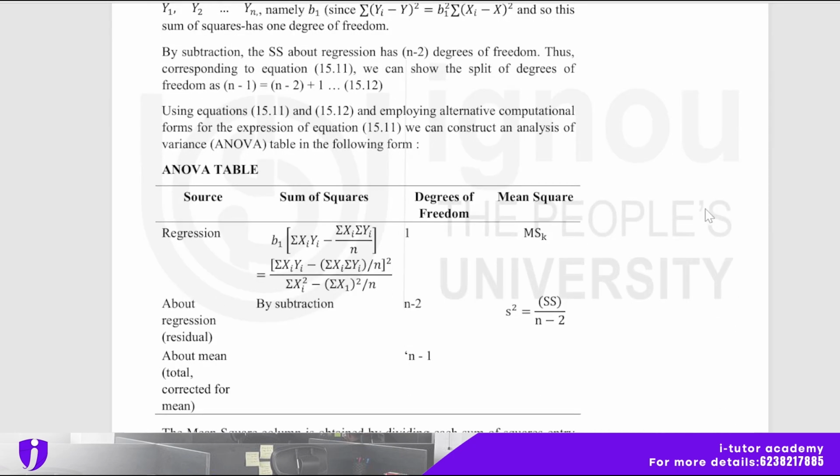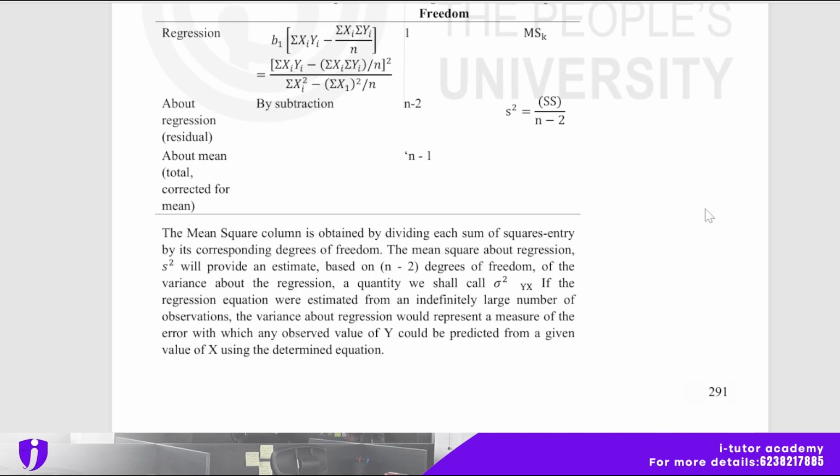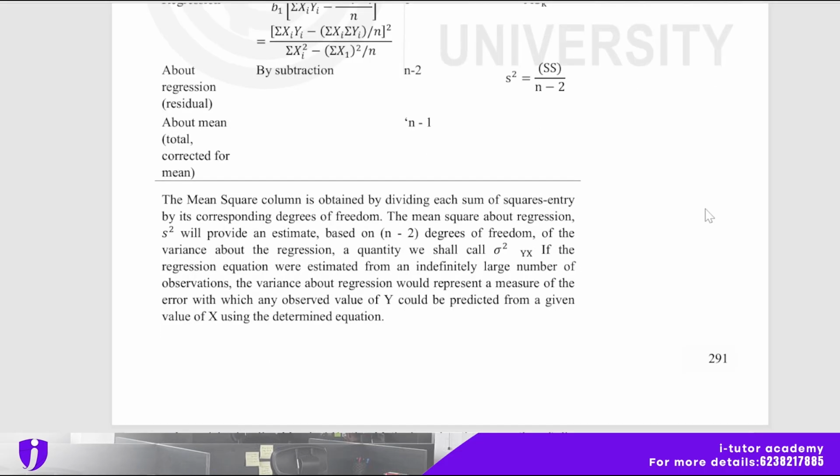So source is there, sum of squares is there, degree of freedom is there, mean square is here. And the mean square column is obtained by dividing each sum of squares entry by its corresponding degree of freedom. The mean square about regression, S square, will provide an estimate based on n-2 degrees of freedom of the variance about the regression, a quantity we shall call sigma square yx. If the regression equation were estimated from an indefinitely large number of observations, the variance about regression would represent a measure of the error with which any observed value of y could be predicted from a given value of x using the determined equation.